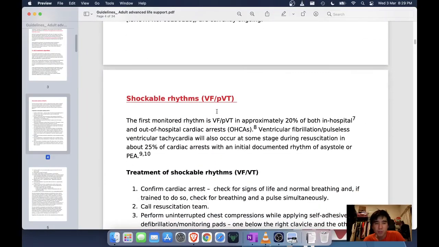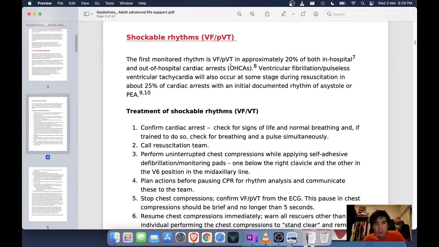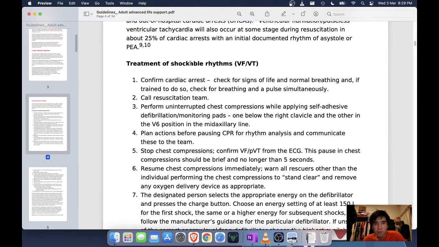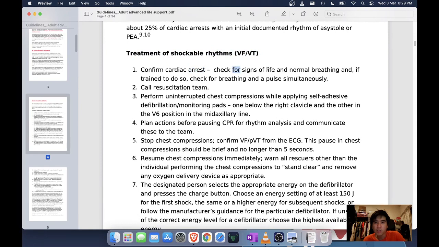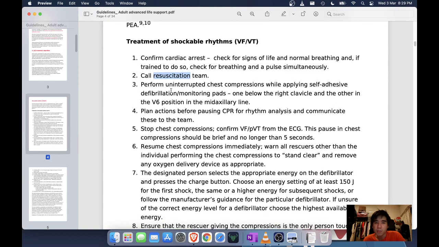Okay, shockable rhythms. So treatment of shockable rhythms. First, you confirm the cardiac arrest, check for signs of life and normal breathing, and if trained to do so, check for breathing and a pulse simultaneously. Call the resus team, perform uninterrupted chest compression while applying self-adhesive defibrillation pads.